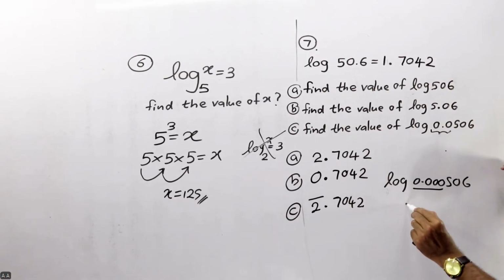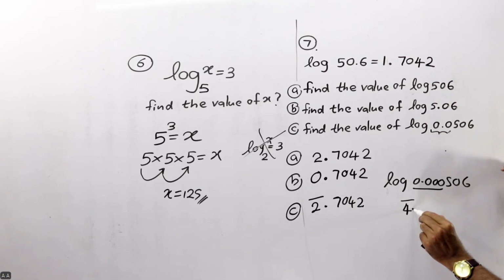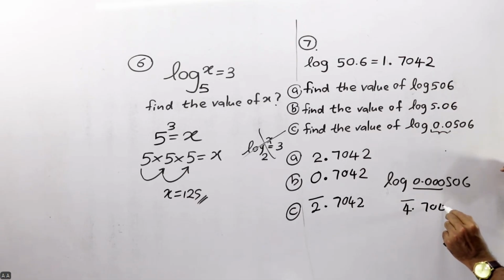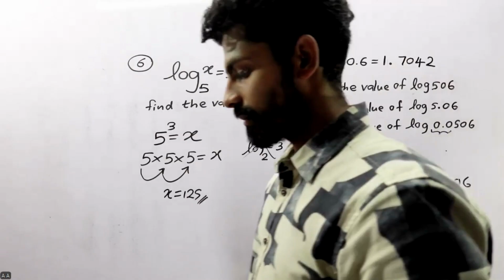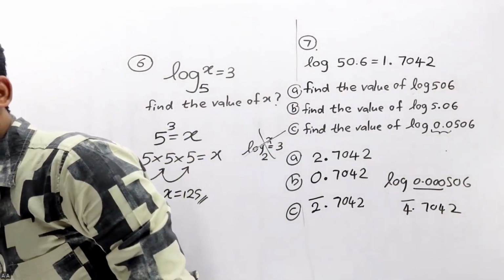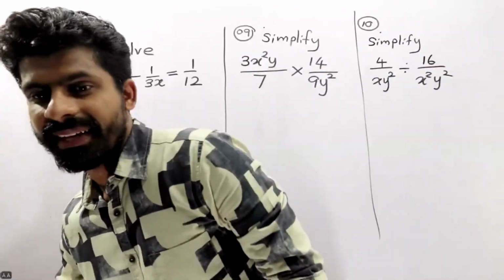0.000506. Four numbers are there. So that means bar 4, 7042. Right? 7042. Right, okay.